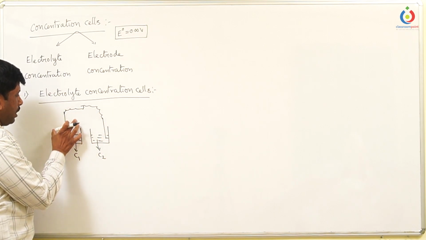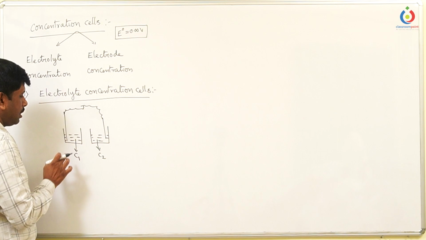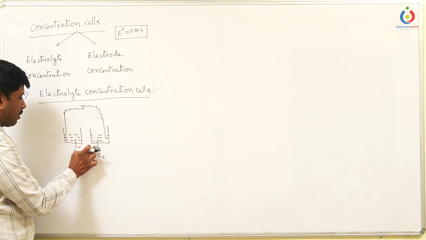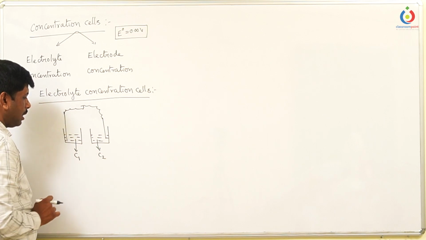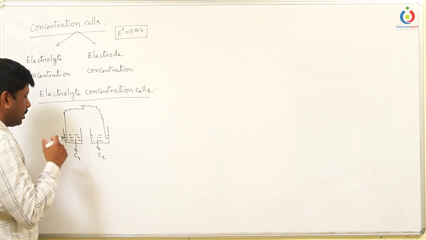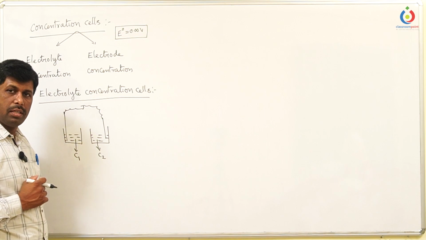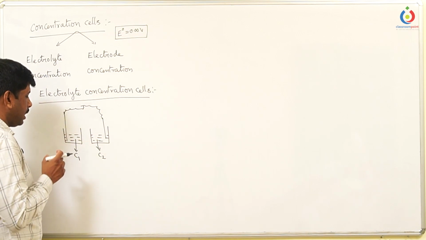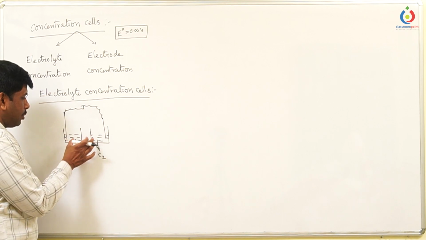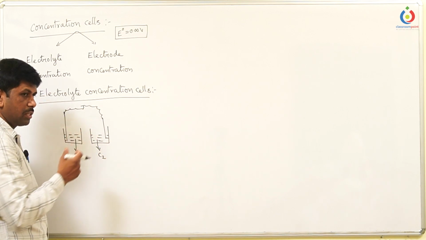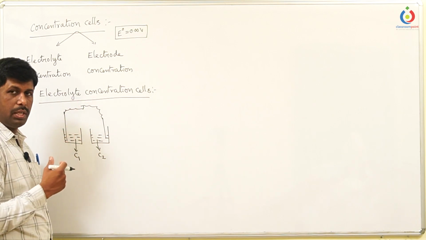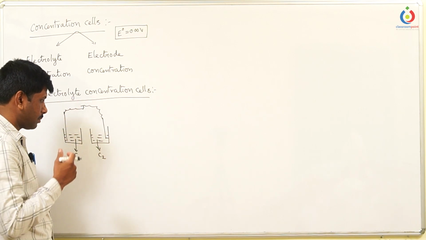So this type of electrolyte concentration cell has identical electrodes dipped in the same type of electrolyte solution having different concentrations. The source of electrical energy is the diffusion from the higher concentration to the lower concentration. Whichever concentration is higher, from there to the lower concentration, the diffusion passes.